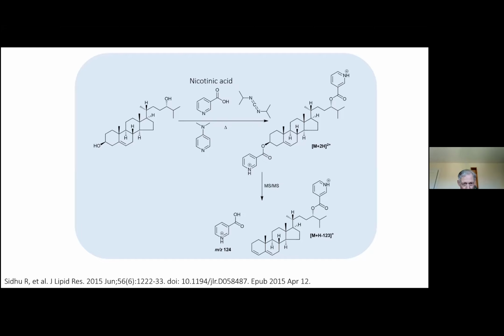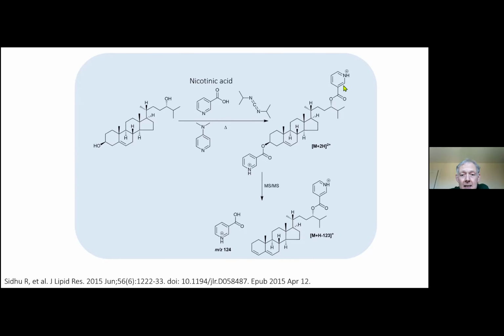Okay, so that was picolinic acid. There's another method where instead of using picolinic acid, nicotinic acid is used. Nicotinic acid is an isomer of picolinic acid. Again, we're going to do the derivatization, and we're going to make the oxysterol ester. These are slightly different derivatization catalytic cocktails, but that doesn't really matter. The reaction still goes very nicely, and they get the double derivative of the nicotinic acid ester.